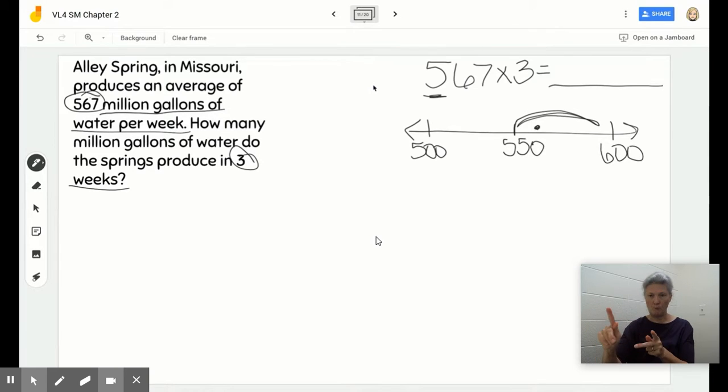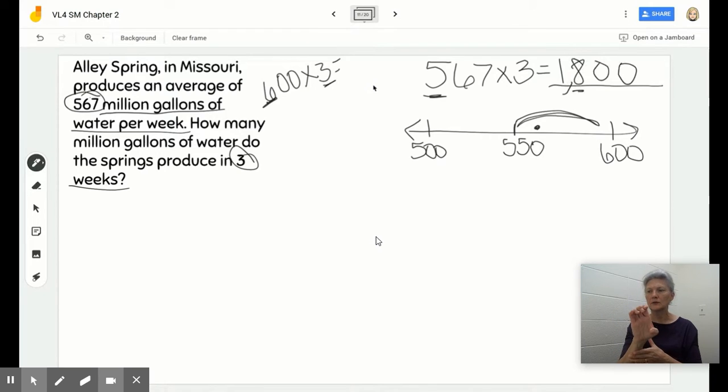So if I have 600 times 3, and I'm going to jot that down over here, 600 times 3 would be the same as 6 hundreds times 3. Well, 6 hundreds times 3 is 18 hundreds. I can write 18 hundreds as 1,800. Do you see how that would be 18 hundreds?